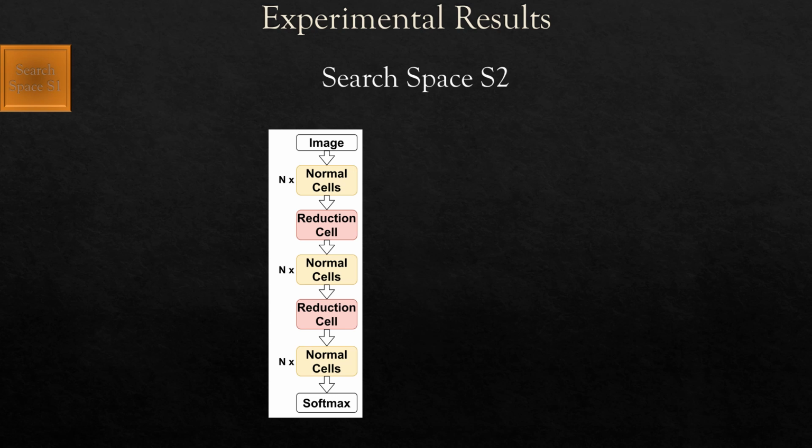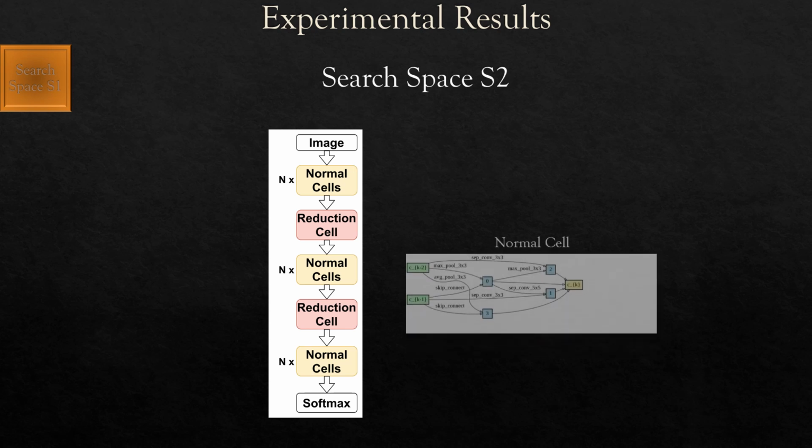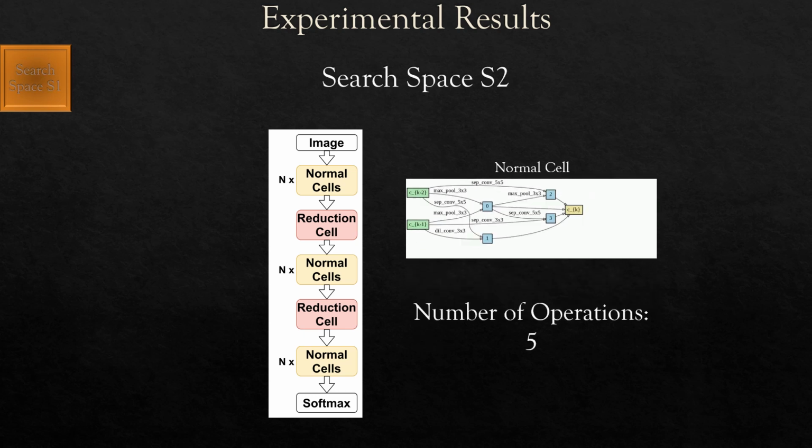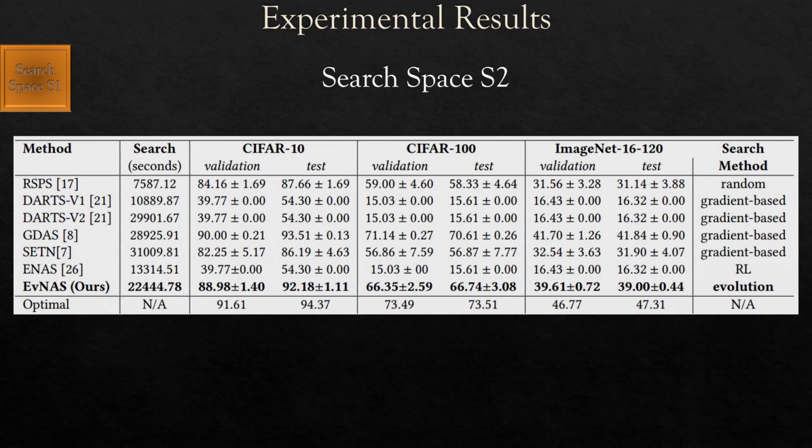Now, for the search space S2, we only search for the normal cell, and the number of operations considered here is 5. This reduces the size of the search space as compared to the previous search space S1. We search the architecture on the CIFAR-10, CIFAR-100 and ImageNet-16-120 datasets. The results are reported in terms of accuracy, so the higher the value, the better it is.